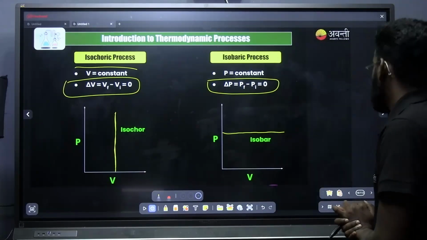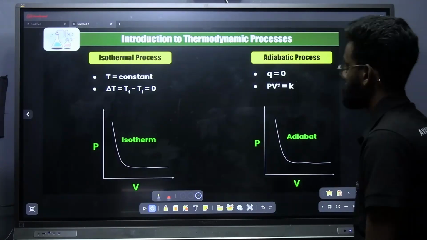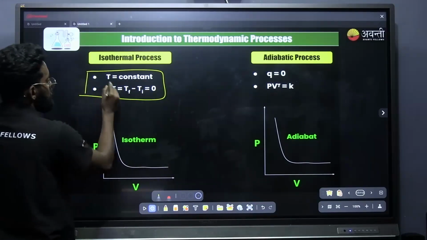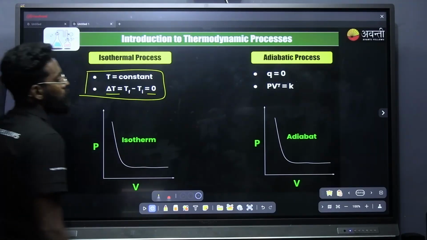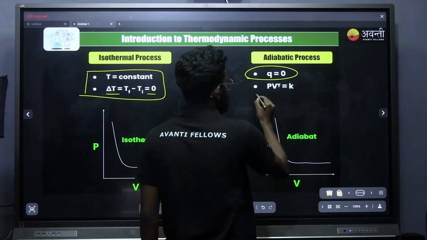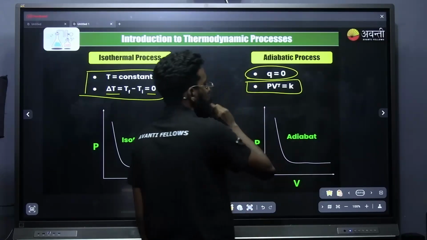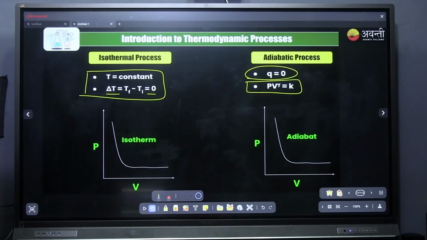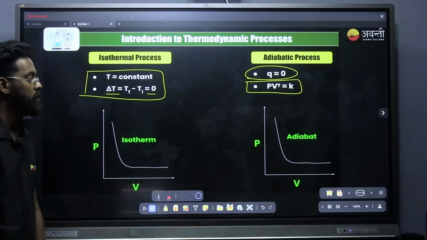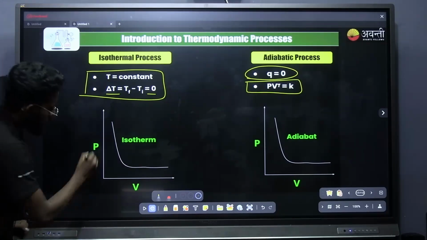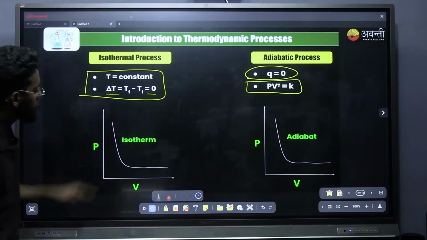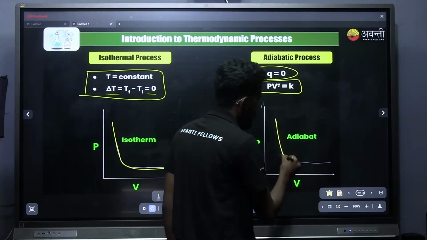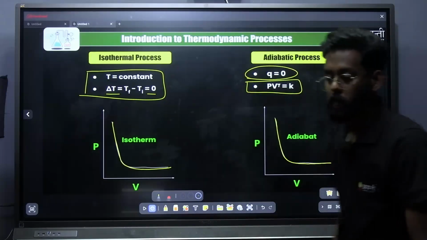Okay. Now how will the curve be for isothermal and adiabatic? If you observe, for isothermal, temperature is constant, delta T is equal to 0. And for adiabatic, Q is equal to 0. And the equation of state for an adiabatic process is PV raised to gamma is equal to K. Now how is the graph? Look at the pressure versus volume curve for isothermal process and adiabatic process. Both look the same, right?